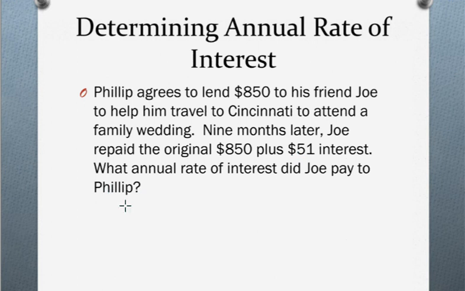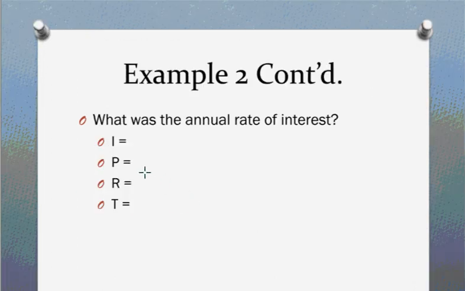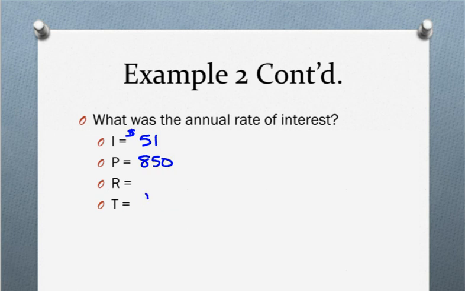So what we're going to do is I equals PRT. I had the problem worded that way so that you could kind of get this figured out. The amount of interest, that's like that gift card that he gave him, right? So he actually gave him $51 in interest. The principal, he borrowed $850, and the time was 9 months. Now, traditionally, interest is usually calculated annually, so we should turn this into 9/12, which is 0.75 years.